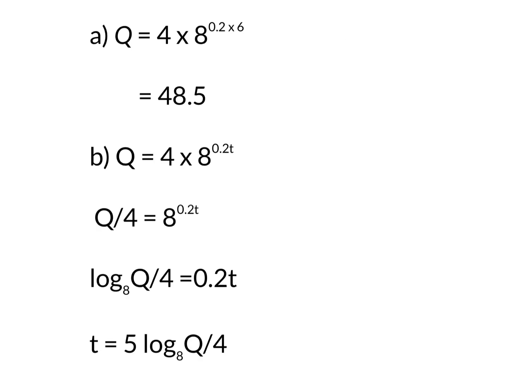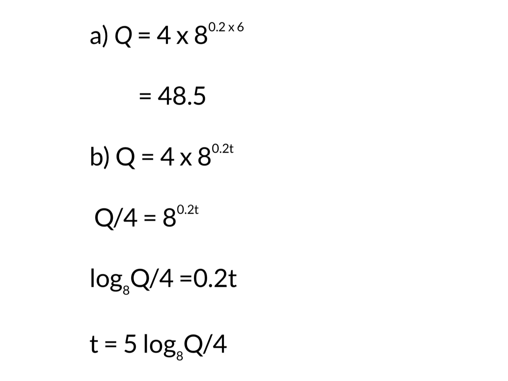So for our first one, that was when t was equal to 6. So q equals 4 times 8 to the power of 0.2 times 6, which is 4 times 8 to the power of 1.2, which equals 48.5 to three significant figures.